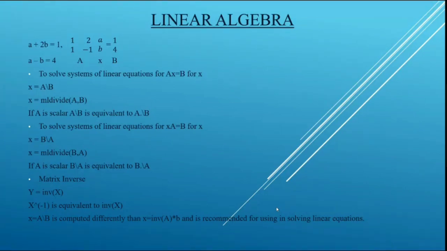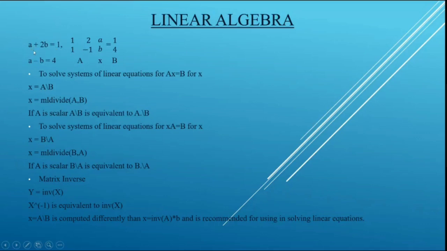Now we will learn how to solve linear algebra problems using matrices in MATLAB. As you can see, we have two equations: A plus 2B equals 1 and A minus B equals 4. Here the unknown variables are A and B. The coefficients for the first equation are 1 for A and 2 for B, and for the second, 1 for A and minus 1 for B. So the coefficients will be arranged in one matrix, named A: 1, 2, and 1, minus 1.